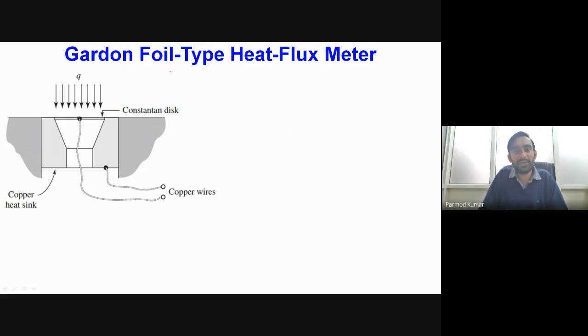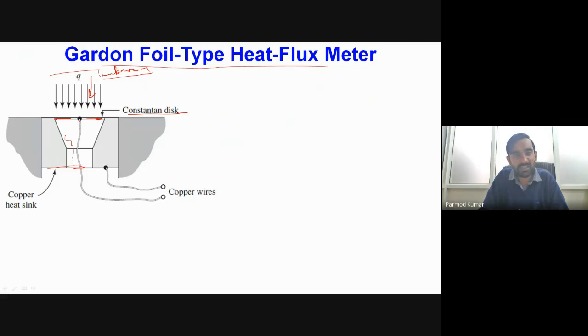Another type of meter for measurement of heat flux is known as the Gardon foil type heat flux meter. In this also we have an unknown source, and the heat from it is subjected to a very thin disk. This thin disk is made up of constantan, and below that we have a copper heat sink. That material is copper, and it acts as a heat sink, so it is maintained at some low temperature.